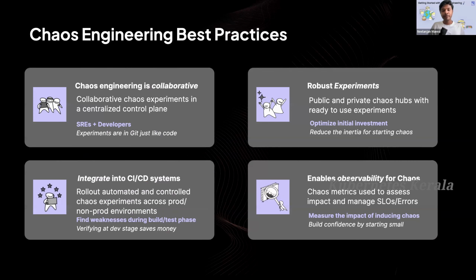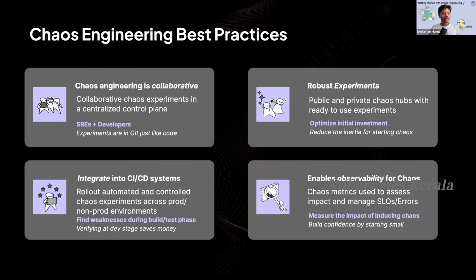So now, what are some of the best practices of chaos engineering? What does a good chaos engineering practice look like? As I said before, it's a culture-oriented approach. And the best way to inculcate a good chaos engineering culture will look something like this. First of all, you need to take chaos engineering as a collaborative activity. That is, SREs and developers should work in collaboration.